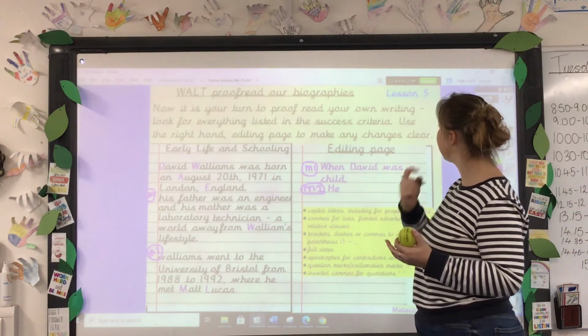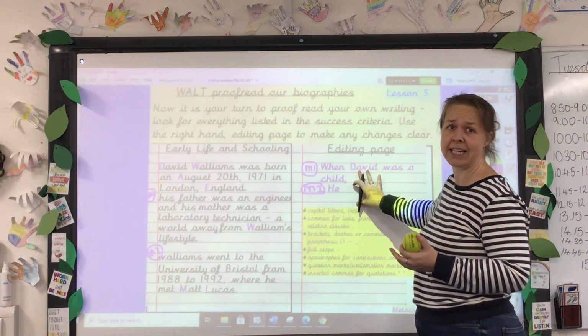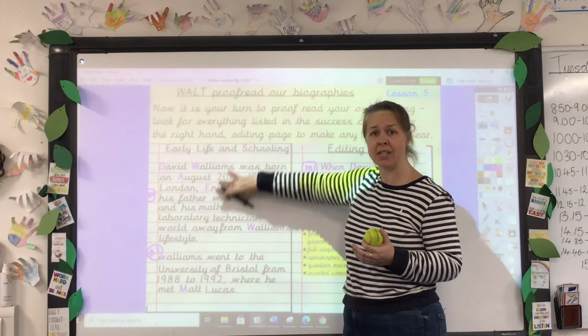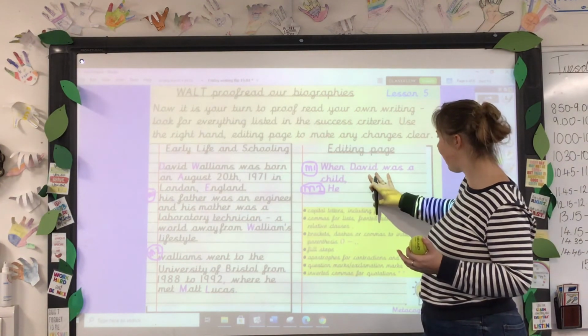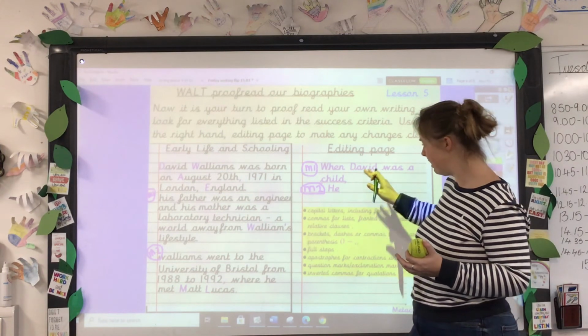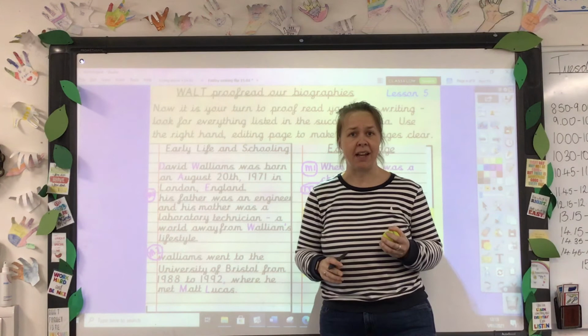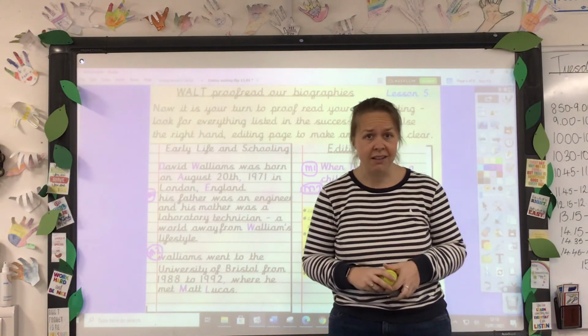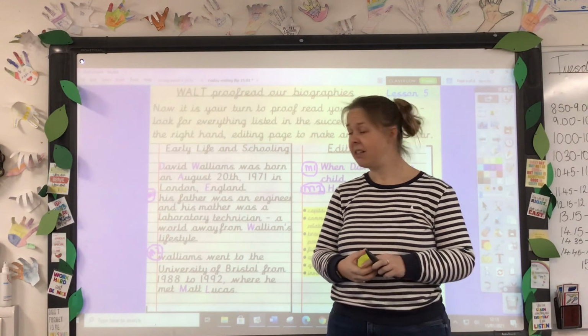Look for everything listed in the success criteria. Remember to use your right-hand editing page if you can to make any changes. So we said about writing on the left yesterday, and then try and edit on the right. So just as I have here, okay? And I think that's everything. That's everything that you need to do. So good luck. Again, we're really looking forward to seeing the finished article.